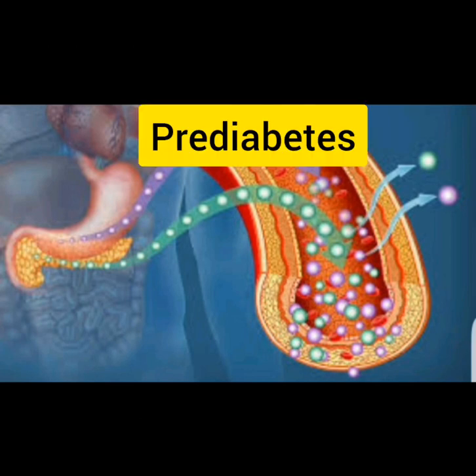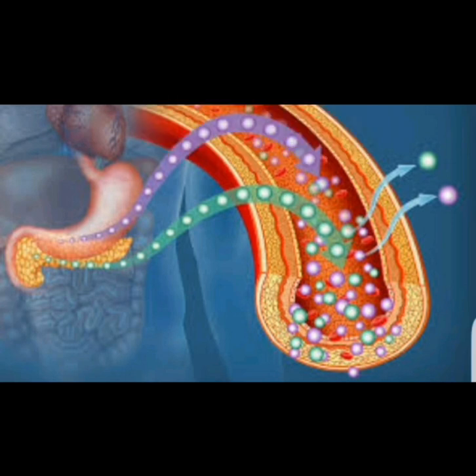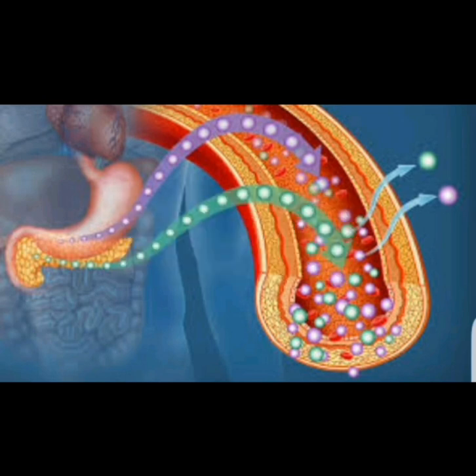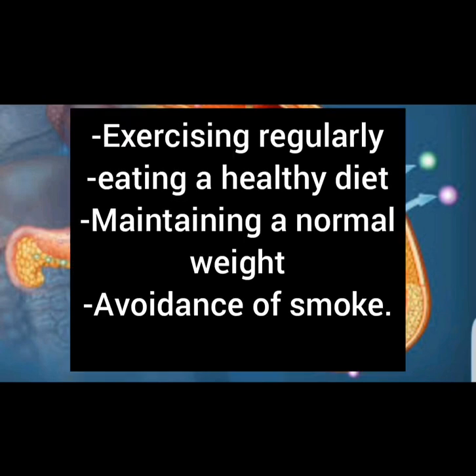Prediabetes. This type is the stage before type 2 diabetes. The glucose level are higher than normal, however, not high enough to be officially diagnosed with type 2 diabetes. It is mostly symptomless in most people. The most common symptoms are extreme hunger and weight gain. Prediabetes can be reversed to normal blood sugar by exercising regularly, eating a healthy diet, maintaining a normal weight and not smoking.